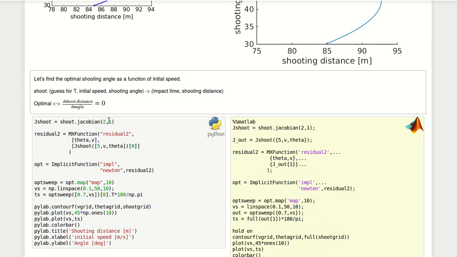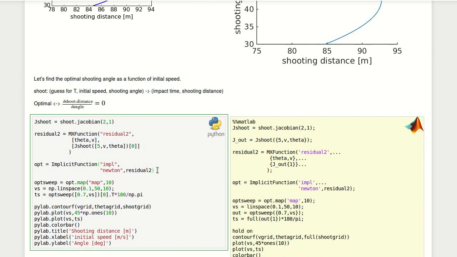So we ask CasADi the Jacobian. There's a number 2 here because we're taking the derivative with respect to the angle. And the angle is the third element, which translates to index 2. It's again a root finding problem, so we construct another residual. In this case it's theta that we want to tune, so we want to search the angle. And the thing that needs to be 0 is the Jacobian that we just computed. So we call the Jacobian function symbolically and get the first entry.